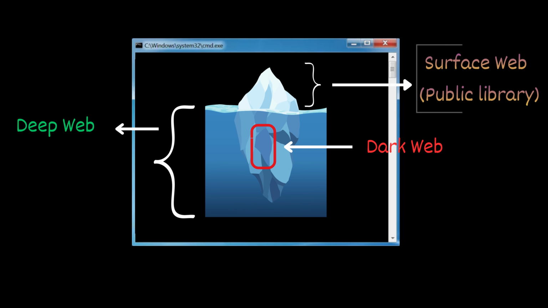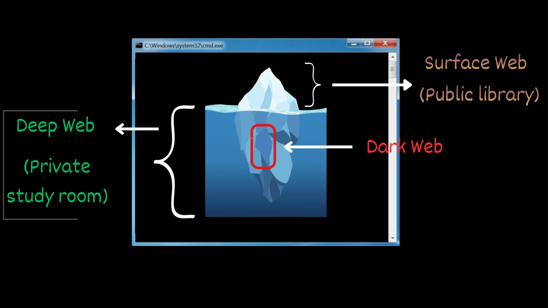Think of the surface web as the public library. Anyone can walk in and grab a book. The deep web is the private study room in the back. You need a keycard with a password to get in. And if you try to use Google to find what's inside that room, the door just says access denied. It is estimated that the deep web is 400 to 500 times larger than the surface web, but it's mostly boring: databases, academic journals, corporate intranets, and your cloud storage. It's not illegal, it's just private.